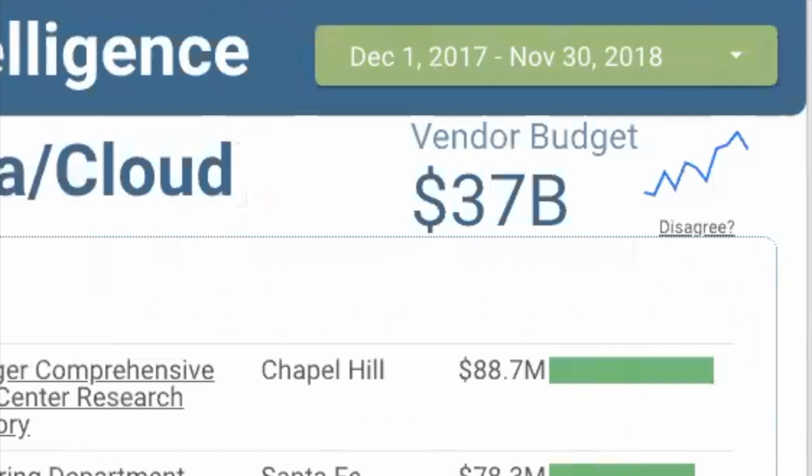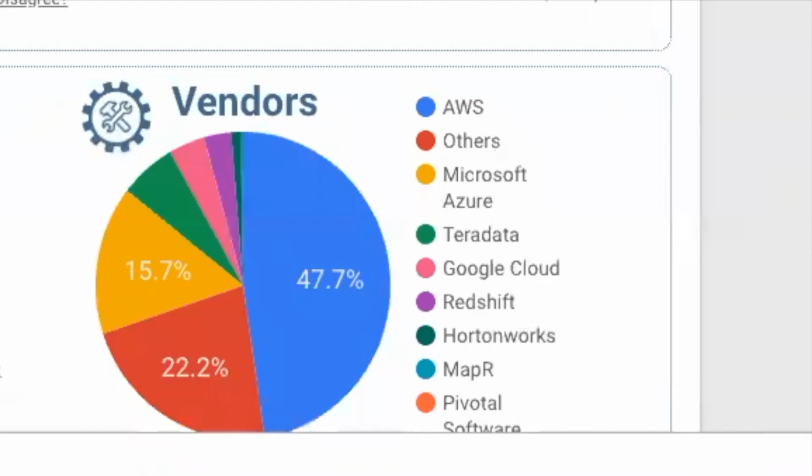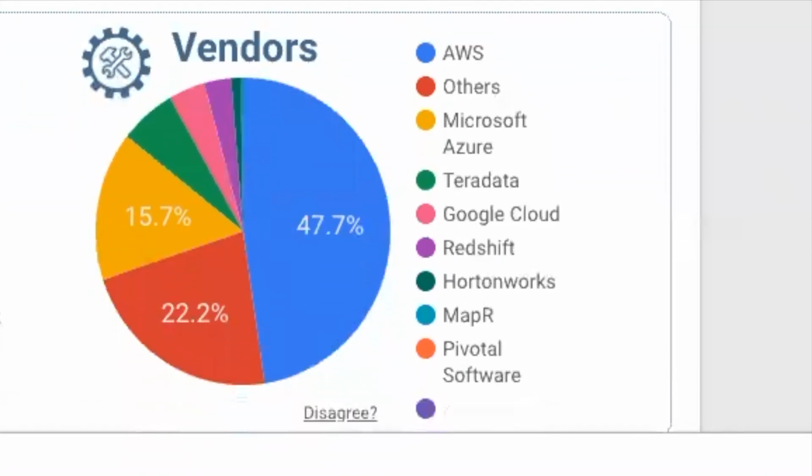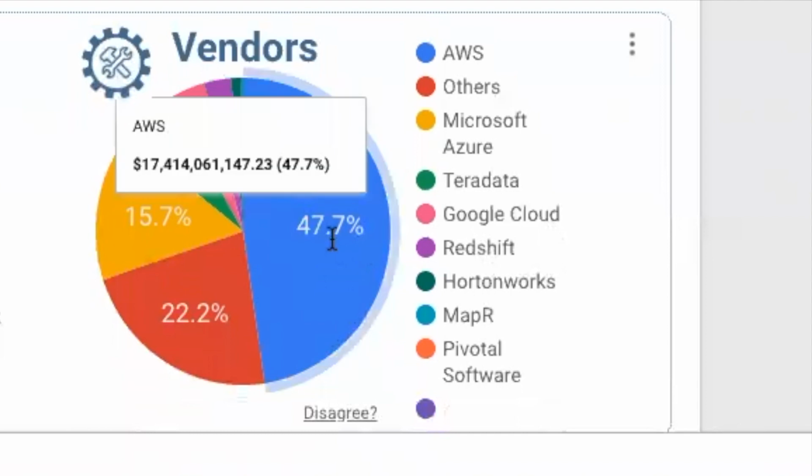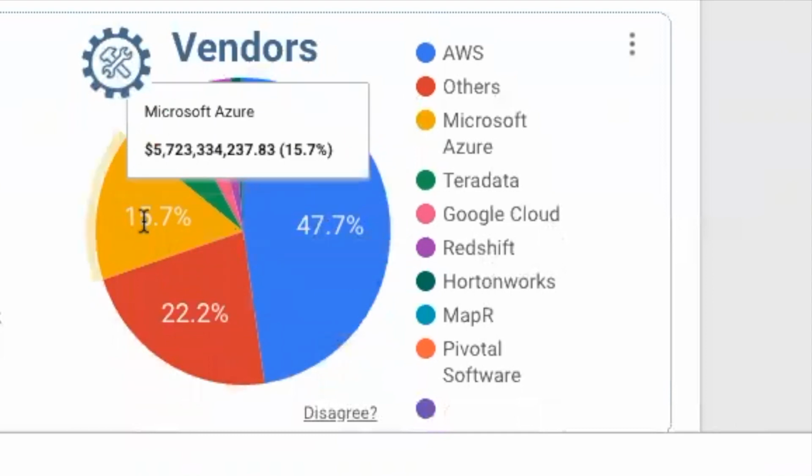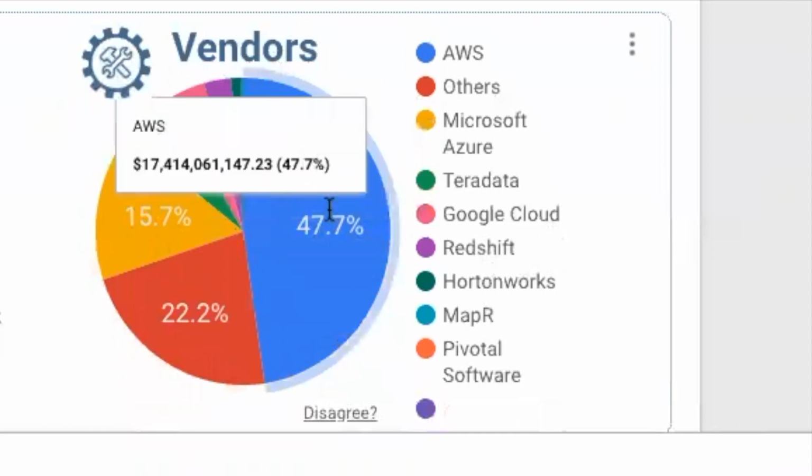And what this says is that in the year of 2018, a total of $37 billion was spent across the vendors by all the companies in the US. That is what we are estimating. And of those 37 billion, about 50% or half of that was spent on AWS. And then Microsoft got another 5.7. So that's the aggregate number. That's what we're looking at.